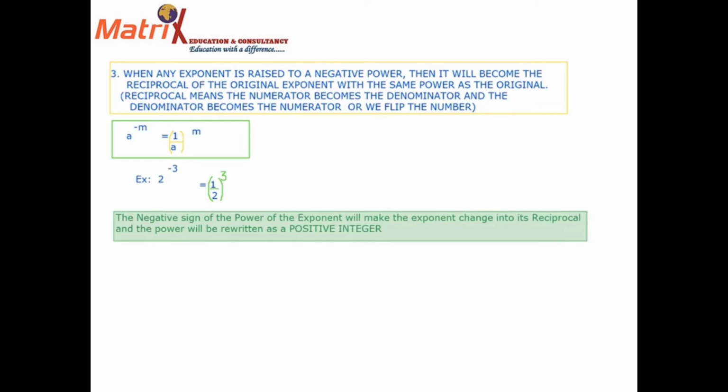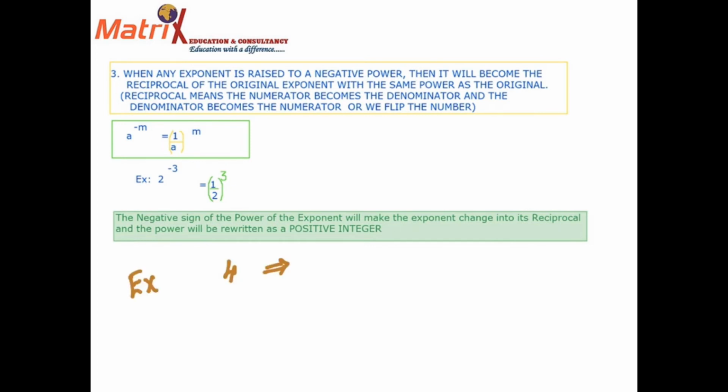Now this is the third law of the exponent. Any base or exponent which has a negative power, how we simplify it, it will become the fraction, or I can say it becomes the reciprocal of the given base. And reciprocal is nothing but the flip of the number, which means the numerator becomes denominator and the denominator will become numerator. Let's first understand what a reciprocal is.